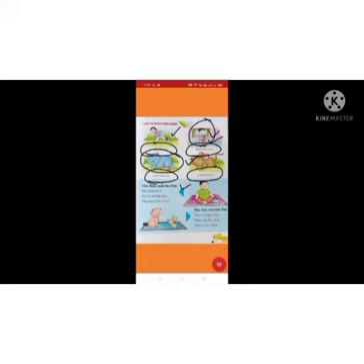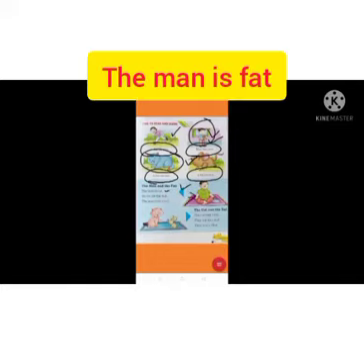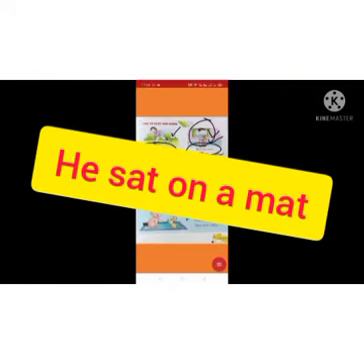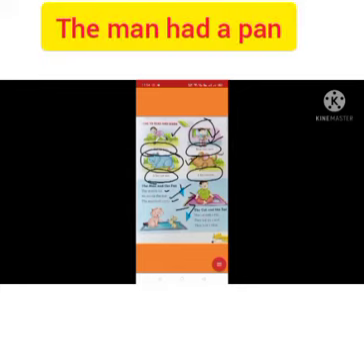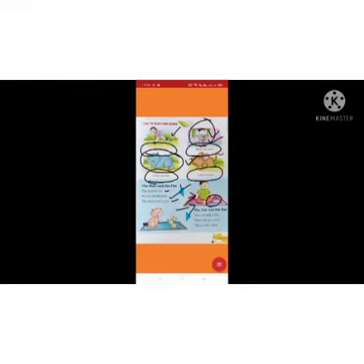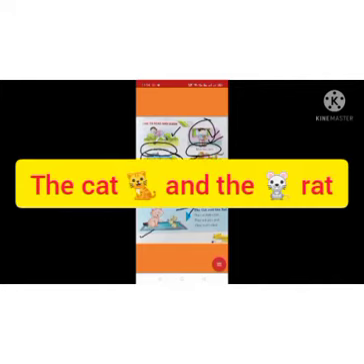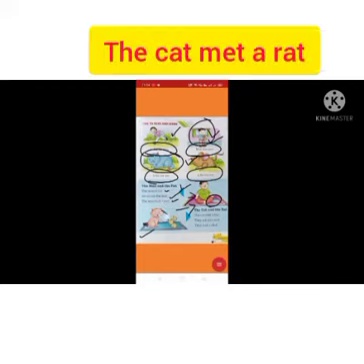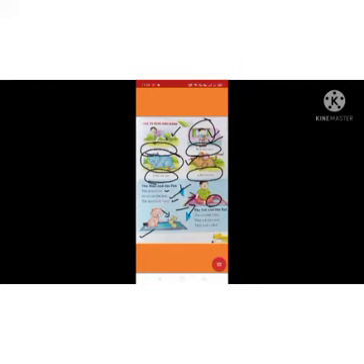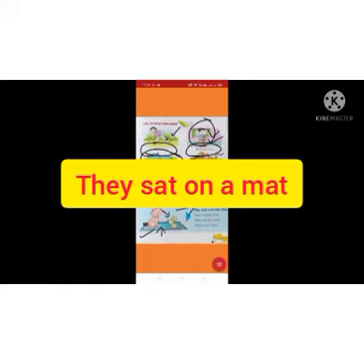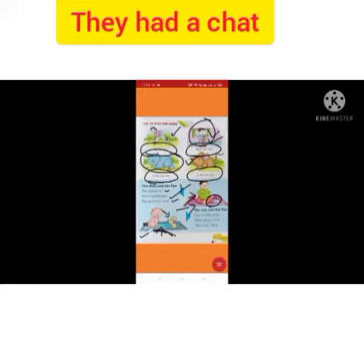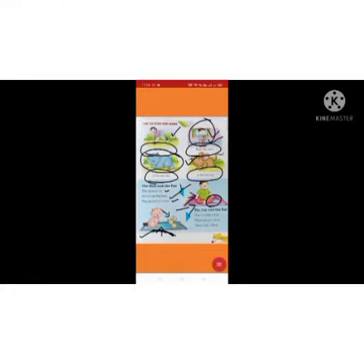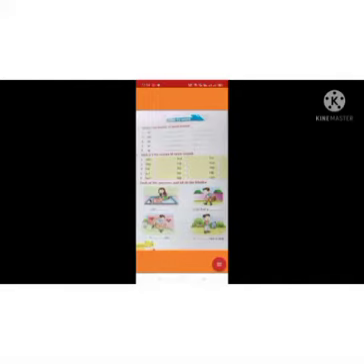The man is fat. This man is fat. He sat on a mat. So he's sitting on a mat. The man had a pan. So where is that pan? Here is that pan. Okay. Now, the cat and the rat. So this story, let's see. The cat met a rat. Okay, they sat on a mat. Wow, both of them sat on a mat. They had a chat. So they are talking to each other. Done?